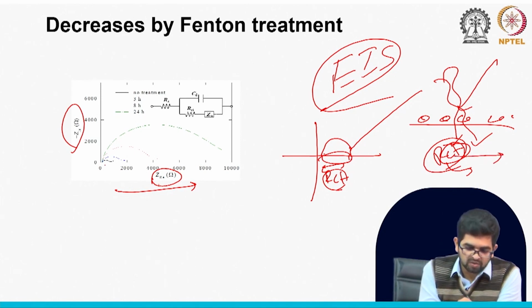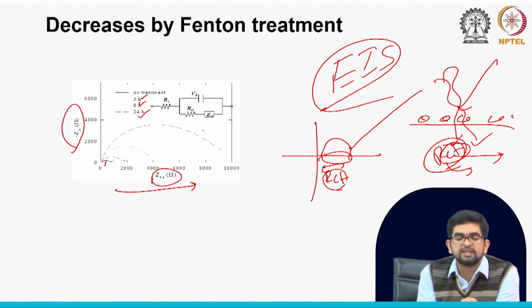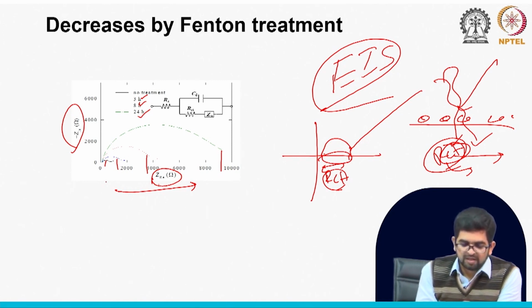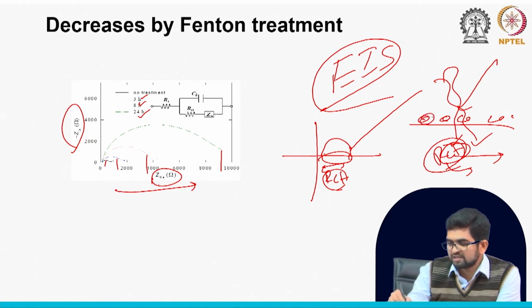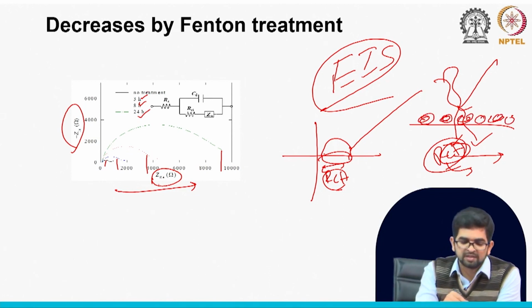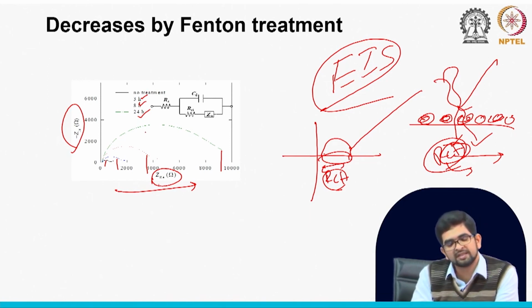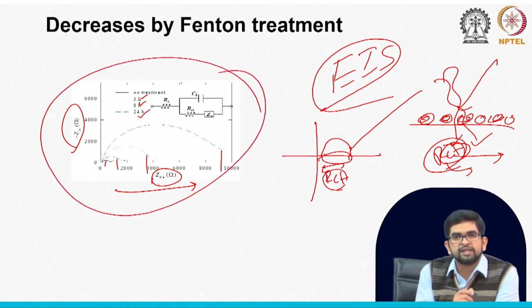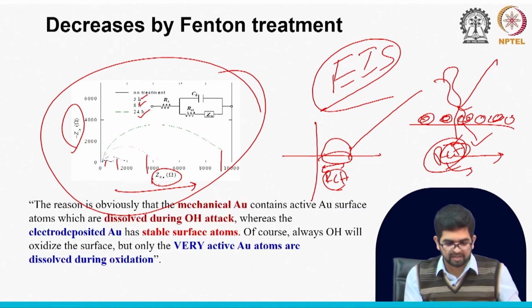With no treatment, you see a very small RCT, this much. Then we increase the treatment to 3 hours, 8 hours, 24 hours, and you see how the RCT value increases. So, although you have the same nanomaterial, gold nanoparticle, because of the Fenton treatment your charge transfer resistance actually changes, right? So this impedance value is predicting and giving you this information.